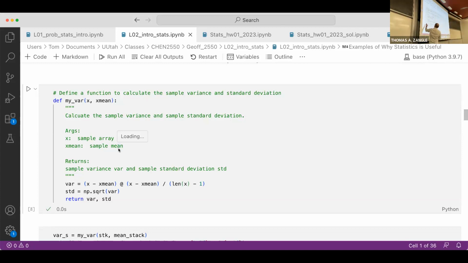So in this case, we have defined this function, my variance of x and the mean of x. It asks us to put in x and also the mean of x. I guess we could have computed the mean ourselves within the function, but in this case we didn't. And then we just plugged in the formula for the variance. Again, it's going to be x minus x mean times x minus x mean over the length of x minus 1, where here we're using a symbol for multiplication of all the individual elements within those arrays together.